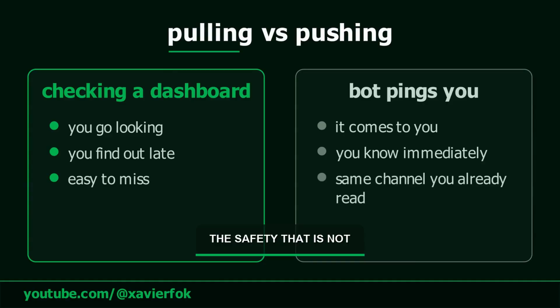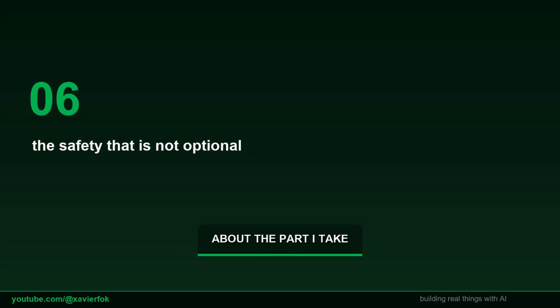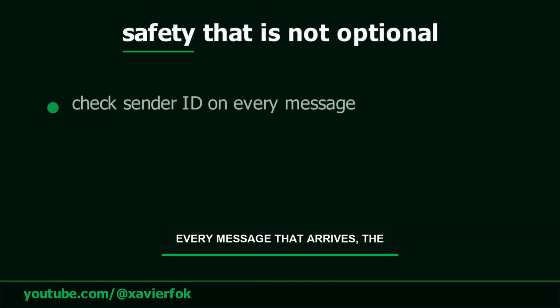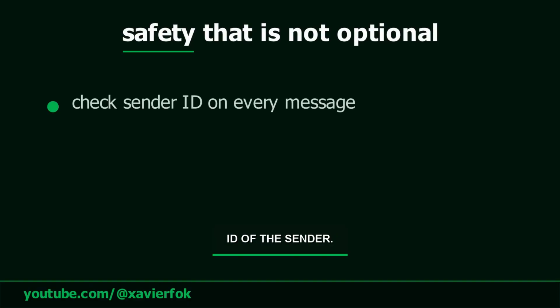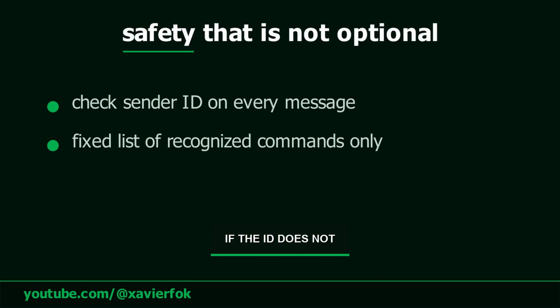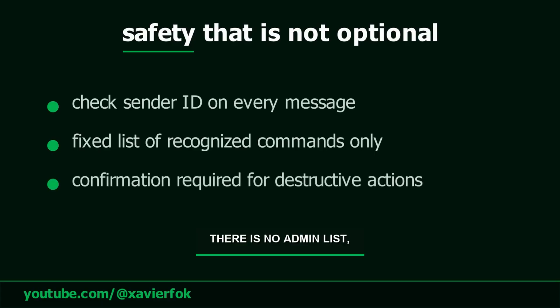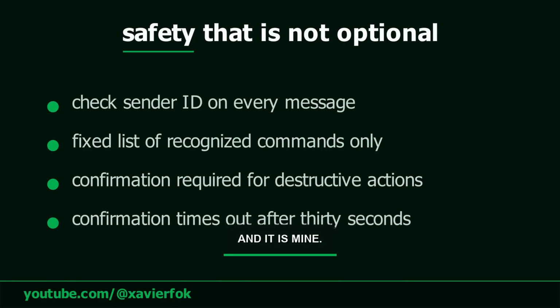The safety that is not optional. Now let me talk about the part I take most seriously, because a bot that can run scripts on your machine is not something you wire up carelessly. The first and non-negotiable rule is that only I can talk to it. Every message that arrives, the bot checks the Telegram user ID of the sender. I hard-coded my own ID into the configuration. If the ID does not match, the bot ignores the message and logs that it got something unexpected. There are no exceptions. There is no admin list, no guest mode, no whitelisted group. One ID, and it is mine.